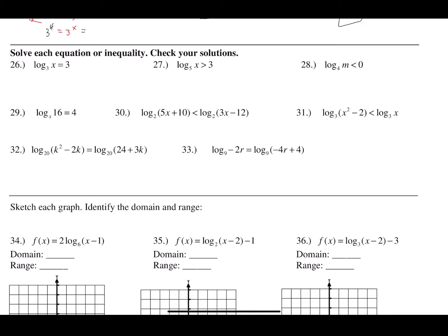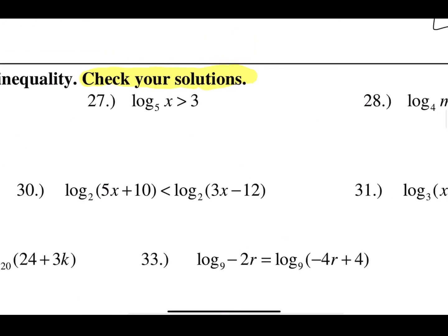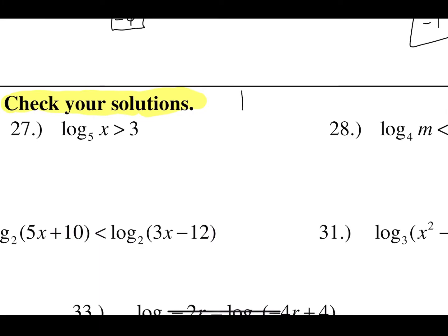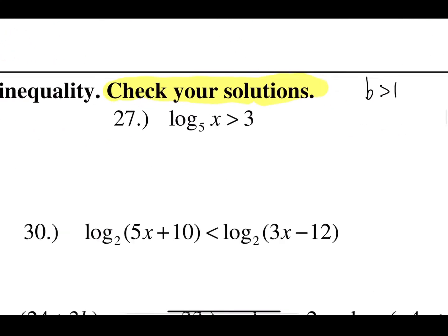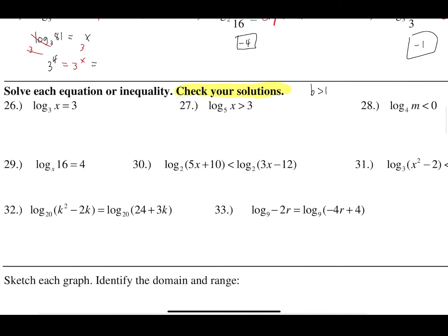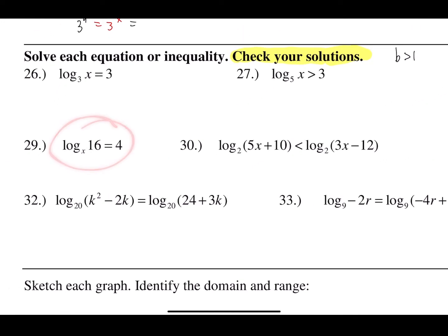The most important part about this section, 26 through 33, is this statement in the directions that says check your solutions, which means there are times when these solutions could break, or we could have no solutions, or we could lose a solution. What are we checking when we're looking at logs? If you recall, the definition of a log requires our base be greater than 1. You never really have to worry about base greater than 1. So log base 5, log base 2, log base 9, all of these bases are greater than 1. In my class, you should be given a base greater than 1, except maybe on number 29, and we'll take a look at that.